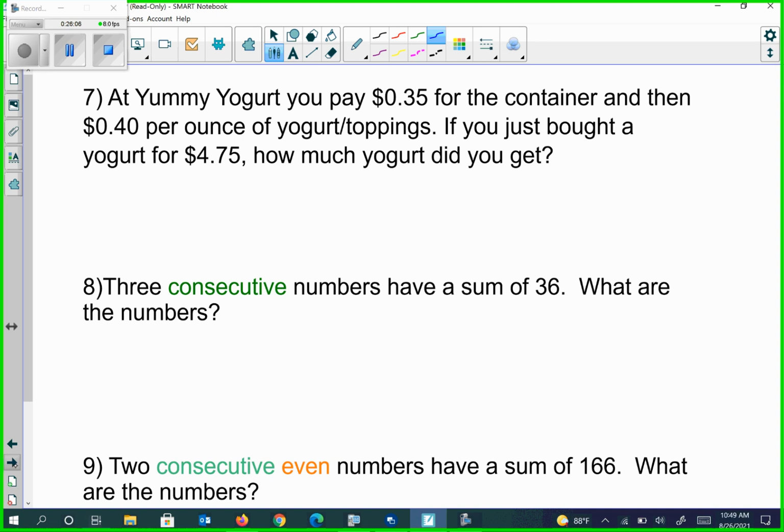Ooh, Yummy Yogurt. Where's Yummy Yogurt? I don't know. It's a part of our imagination. At Yummy Yogurt, you pay 35 cents for the container. So you walk in saying, hey, can I get a cup? Yeah, 35 cents. Okay. Then you're going to pay 40 cents for each ounce of yogurt and toppings.